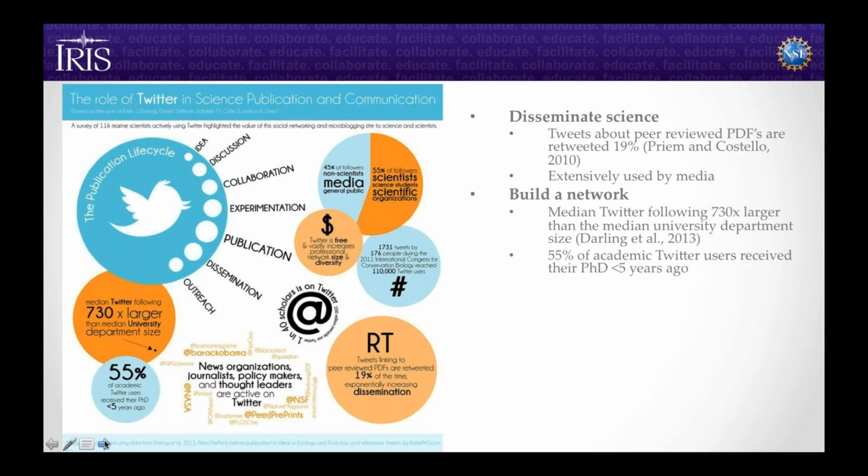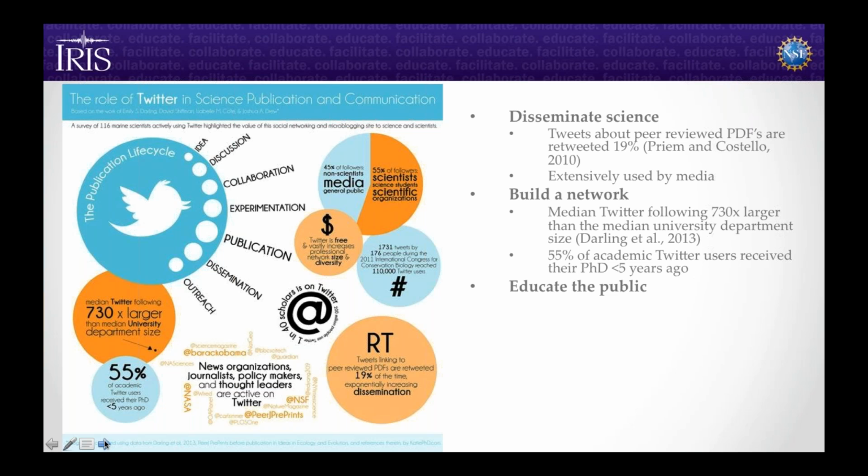Additionally, 55% of academic Twitter users received their PhD less than 5 years ago. So early career scientists are really utilizing this particular platform. It's a good way to plug in to the early career networks. If you're a more established scientist, this is a good way to mentor younger scientists. If you're an early career scientist, this is a really good way to build up your network of peers.